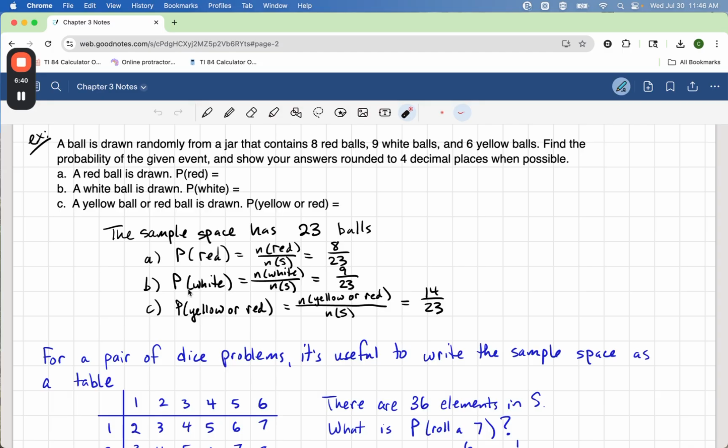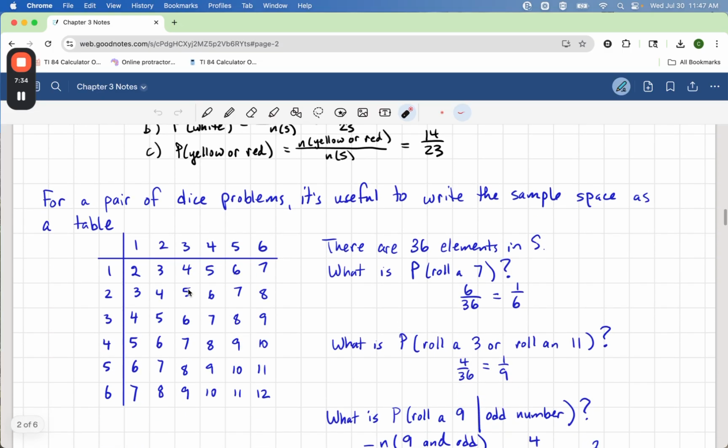A ball is drawn randomly from a jar that contains 8 red balls, 9 white balls, and 6 yellow balls. Find the probability of the given event and show your answers rounded to 4 decimal places when possible. Looks like I just left them in fraction form. So, probability you get a red is just going to be the number of red balls over the number in the sample space. So you got 8 red, 8 plus 9 plus 6 is 23, so there's 23 balls altogether. Probability you pick a red ball is going to be 8/23. Probability you pick a white ball, there's 9 white balls out of 23, so 9/23. Probability you pick a yellow or a red, well, there's 14 balls that are either yellow or red out of 23, so 14/23 would be the probability of yellow or red.